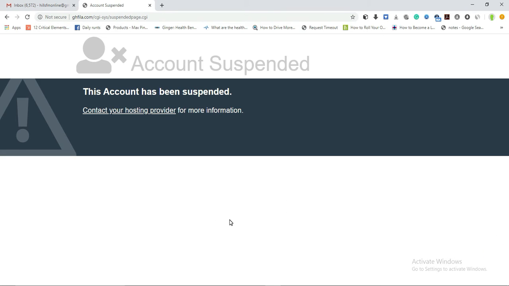Once you have a website and you have a hosting account that you have bought for that website, and you wake up one day and see this annoying message, account suspended, what happens? There are one of two reasons for this. The first one is that the duration of the hosting service you have bought is up, and that's why your account has been suspended.